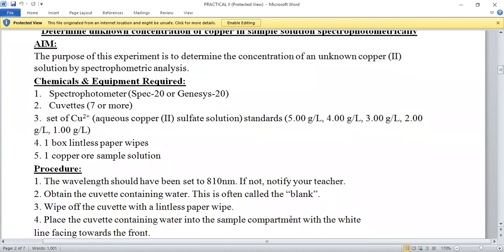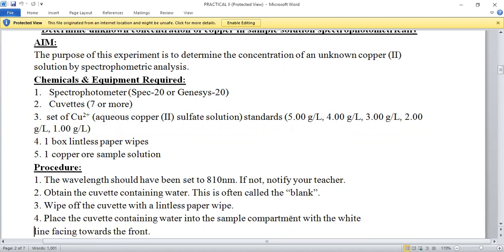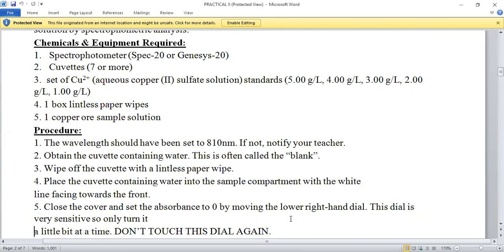Procedure. The wavelength should have been set to 810 nanometer. If not, notify your teacher. Obtain the cuvette containing water. This is often called the blank. Wipe off the cuvette with a lintless paper wipe. Place the cuvette containing water into the sample compartment with the white line facing towards the front.